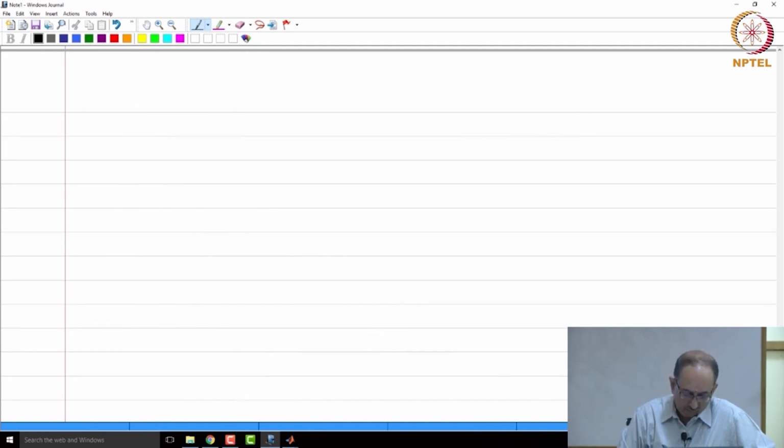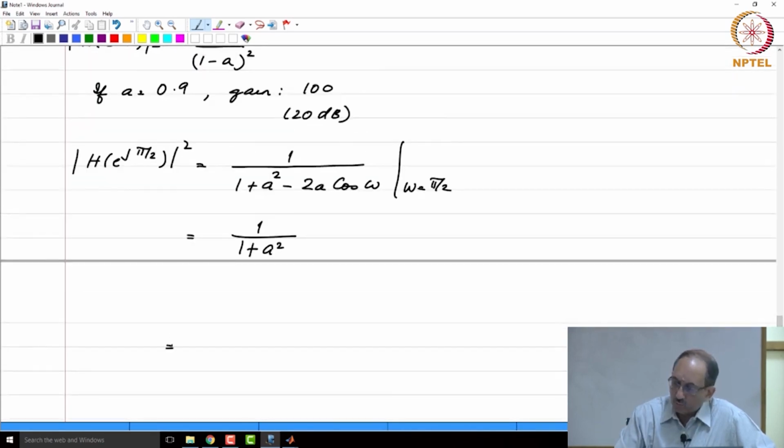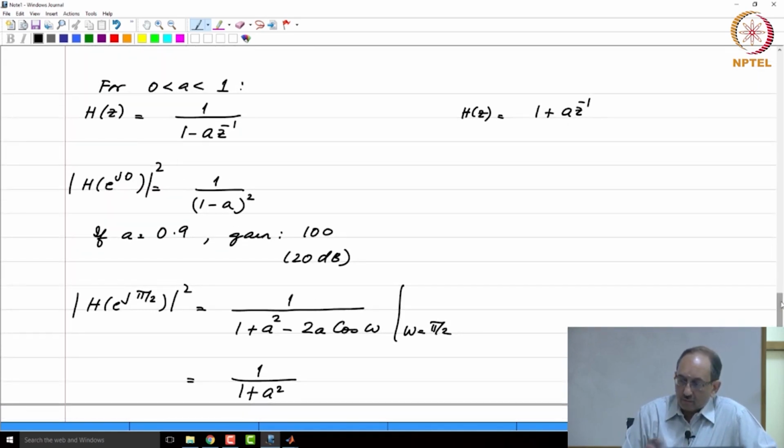And for a equal to 0.9, this turns out to be 1 by 1 plus 0.9 whole square. So, this is 1 by 1.81 and this roughly is 0.55. Now, let us look at the case here.